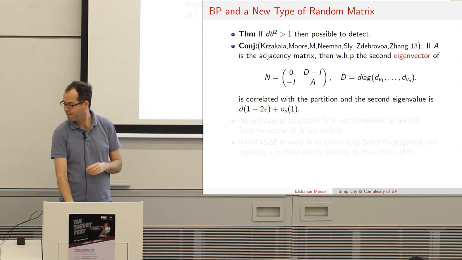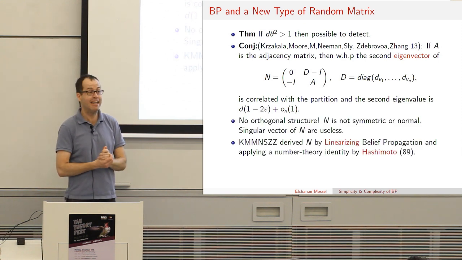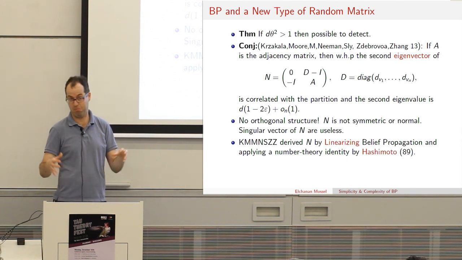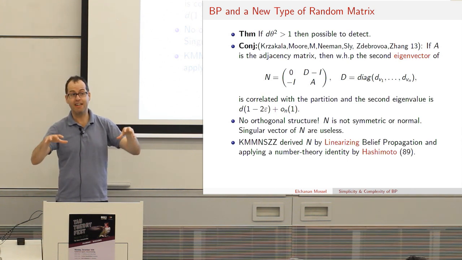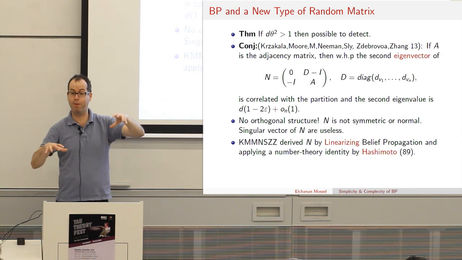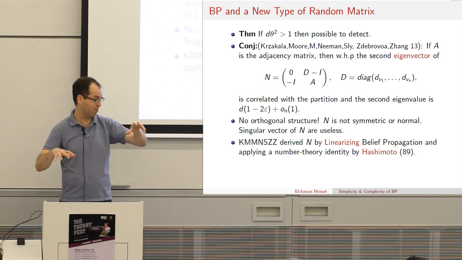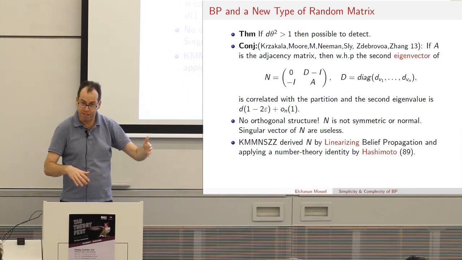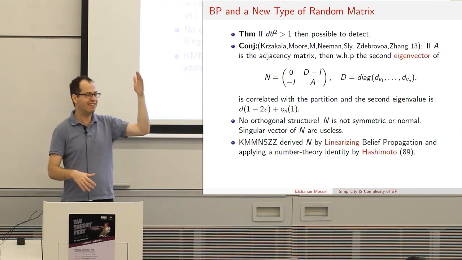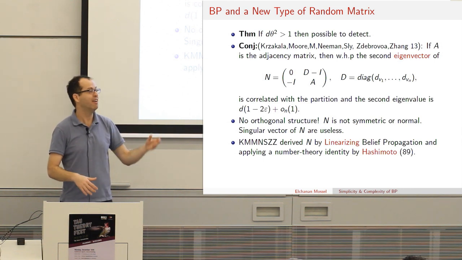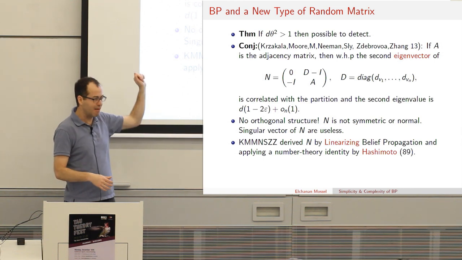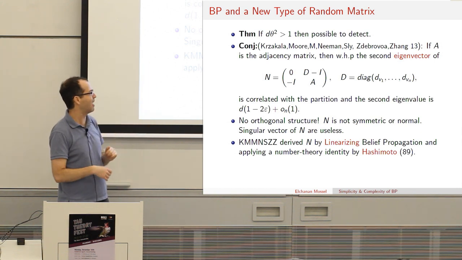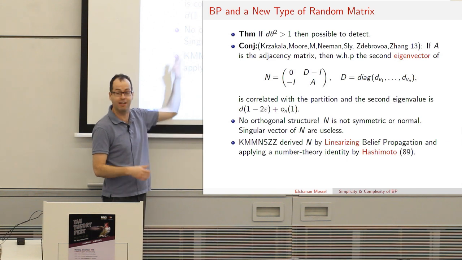And the answer is that this actually comes from linearizing belief propagation. Okay, so what is belief propagation? When you think about it as a graph, it is an algorithm that takes probabilities to probabilities. You think about it as an operator. What we said before, this operator has a trivial fixed point, which is all 1/2. You linearize it around the 1/2, 1/2 point. Then you get some operator, which is not as simple as that, but looks a little bit like that. You apply some linear algebra and number theory identities by Hashimoto, and you get this matrix over here.